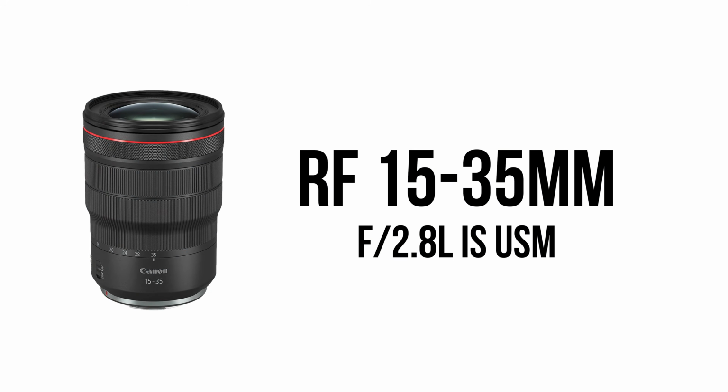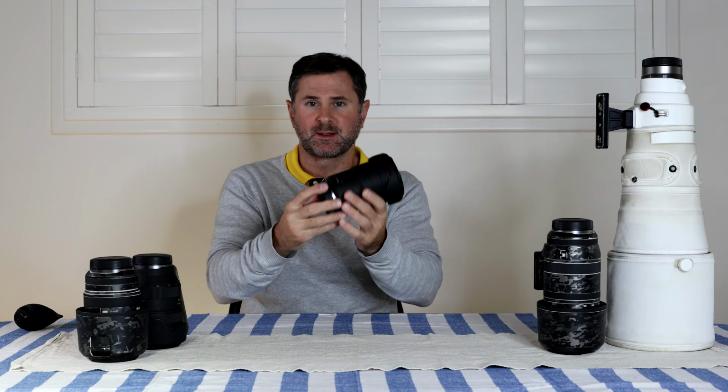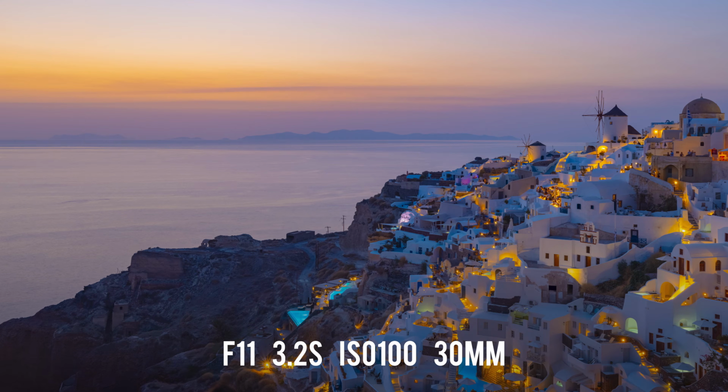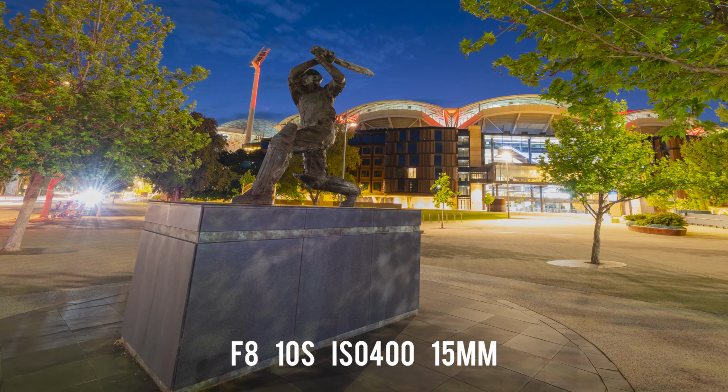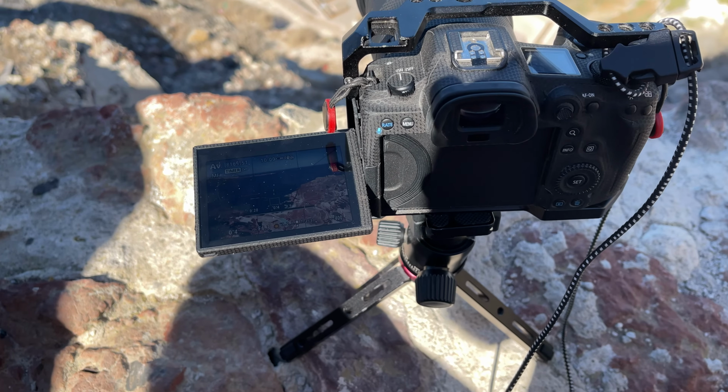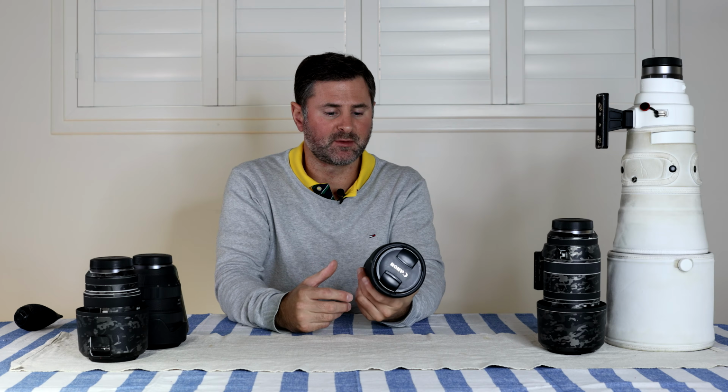Now this is the RF 15 to 35 f2.8. This is the lens that is extremely good for landscapes, it's good for architectural interiors, and for street and urban style photography. An extremely versatile lens, and I've had it for about 3 years now.